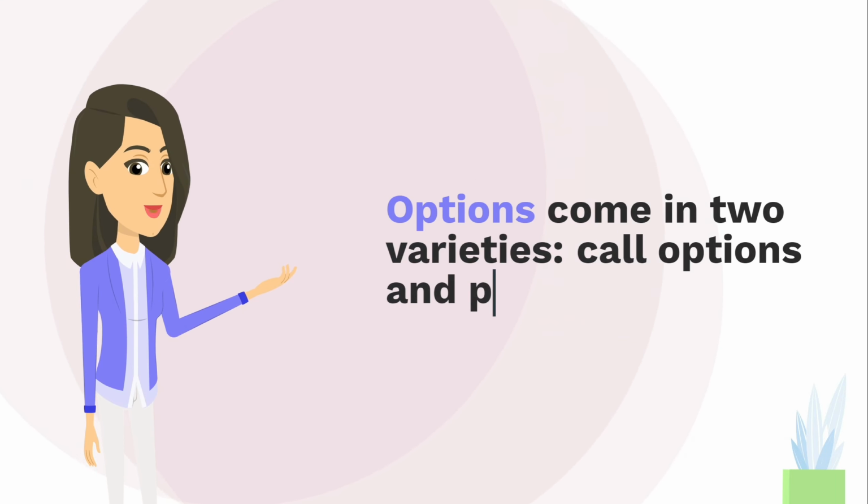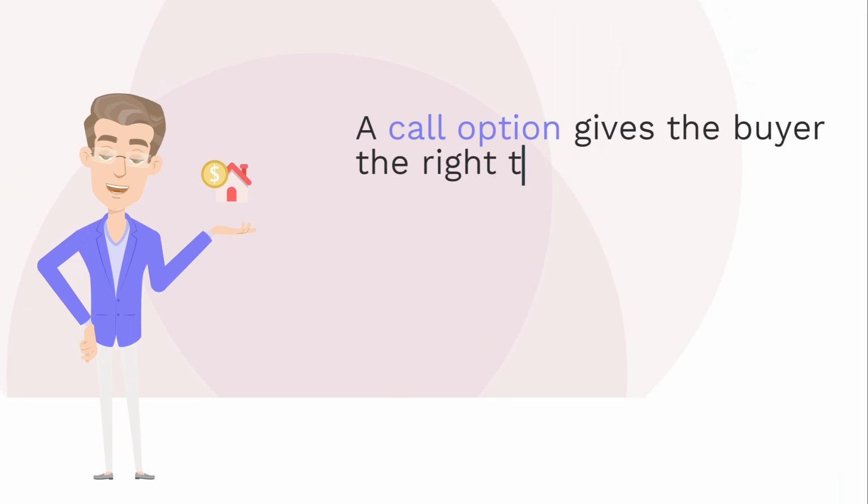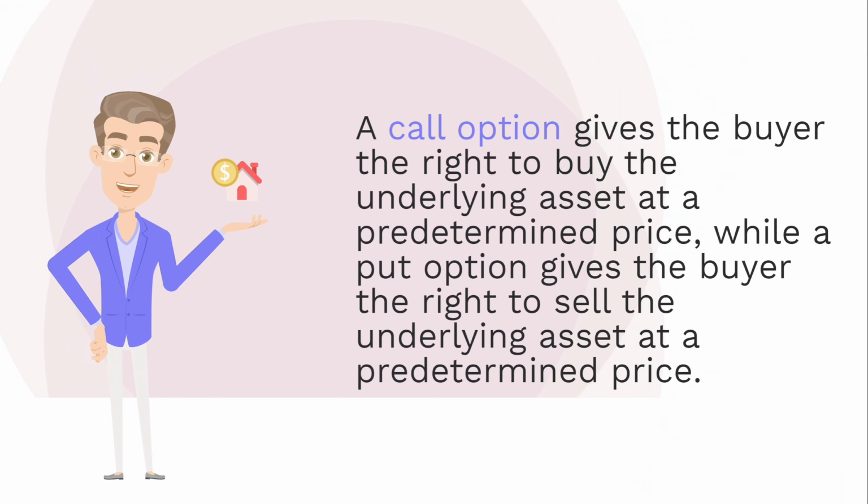Options come in two varieties: call options and put options. A call option gives the buyer the right to buy the underlying asset at a predetermined price, while a put option gives the buyer the right to sell the underlying asset at a predetermined price.